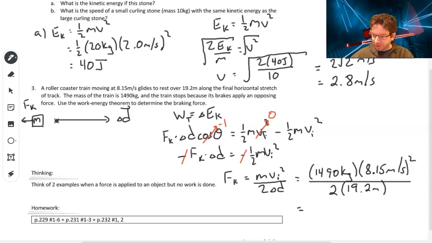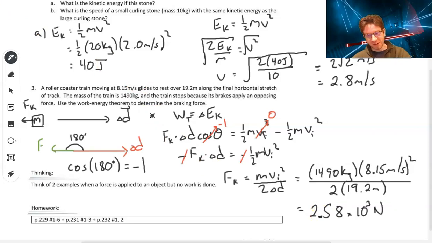All right, put all of that in. We get a braking force of 2,577 newtons. But again, I'll keep 3 significant digits, so 2.58 times 10 to the 3 newtons. Remember, force is always in newtons.